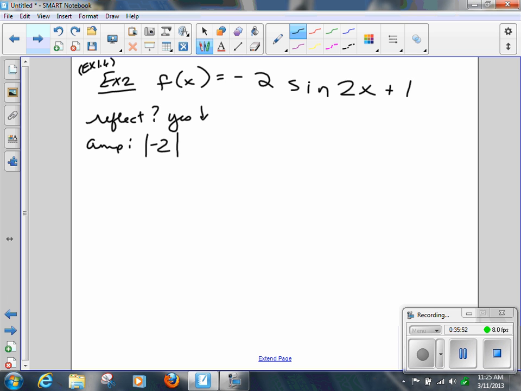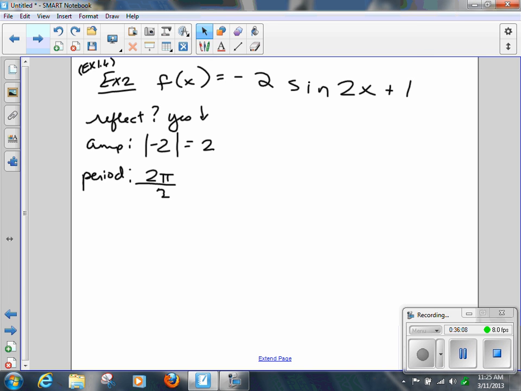Okay. Next thing, amplitude. My amplitude is the absolute value of -2, which is 2. That means it's 2 units above and below the oscillation line. Period. 2 pi divided by who? 2. Which 2 are we pulling this from? The one in front of x. Very good. 2 pi divided by 2 simplifies to what?